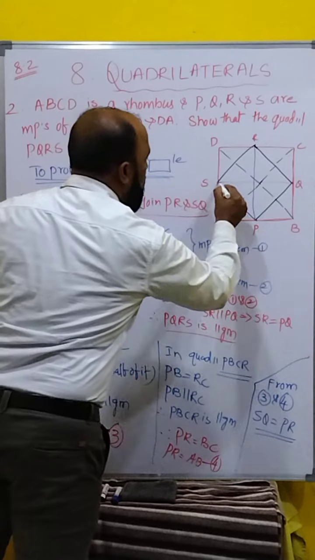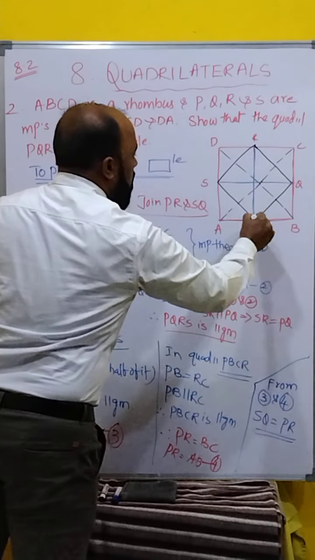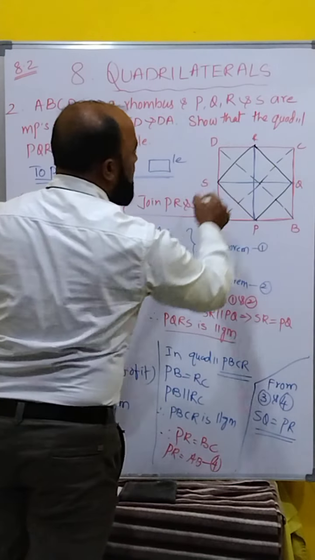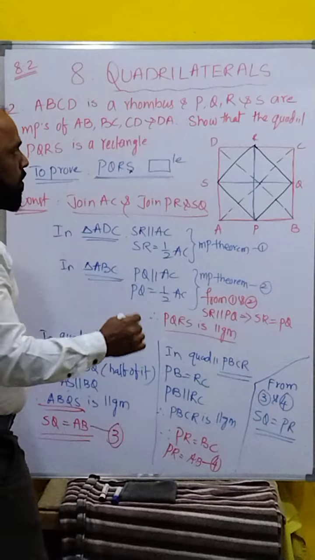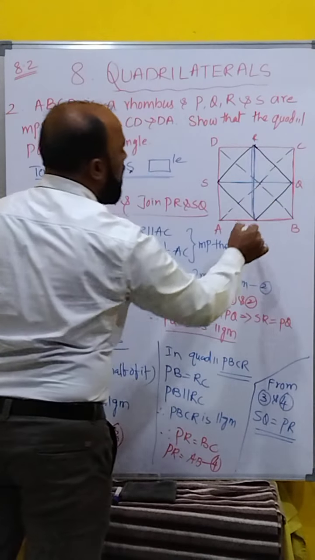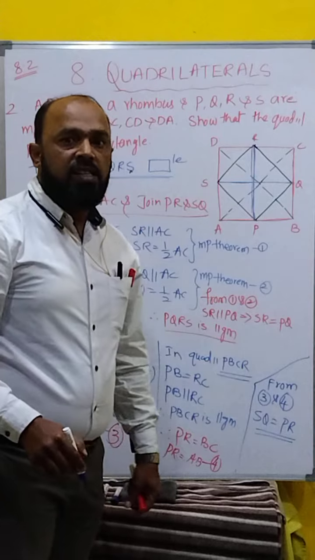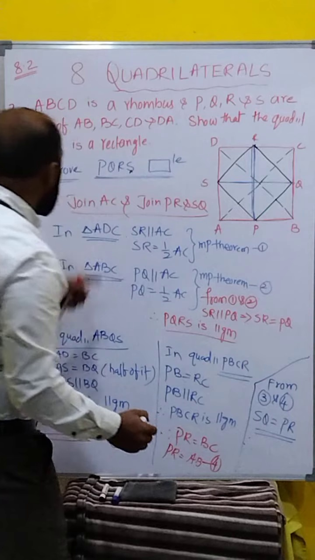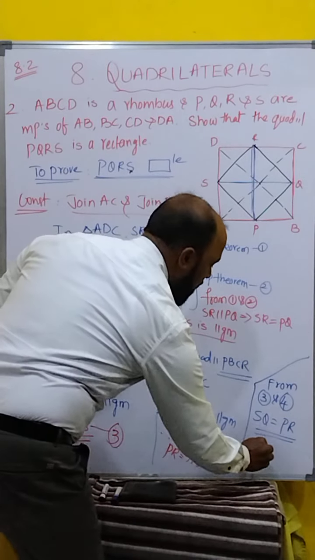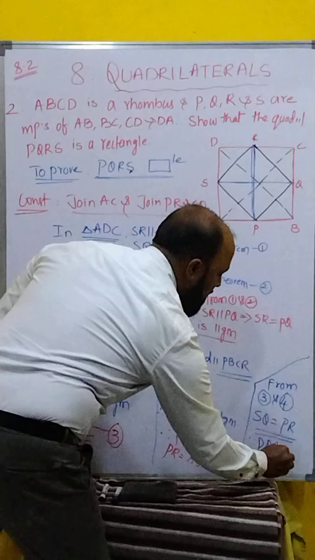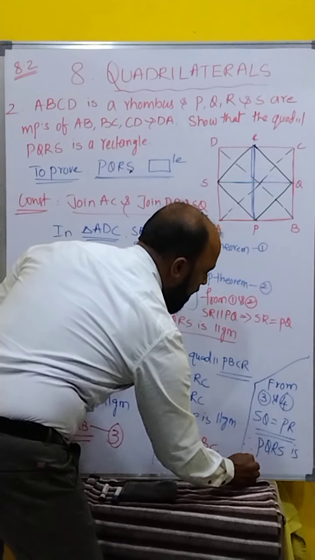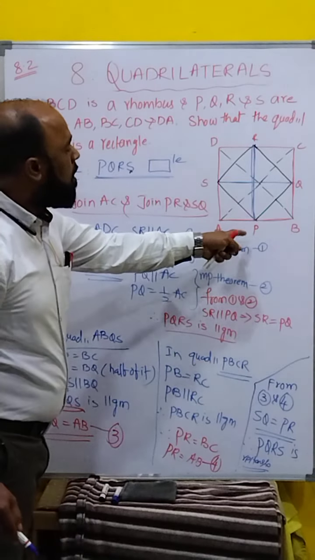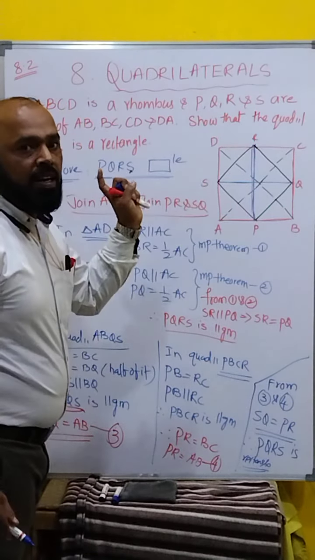Observe here, we proved SQ is equal to PR. We know already PQRS is a parallelogram. In that, we proved the diagonals are also equal. In a parallelogram, if diagonals are equal, then it is a rectangle. Therefore, finally, we write: PQRS is a rectangle. Clear, children? This we proved finally. PQRS is a rectangle. Clear?